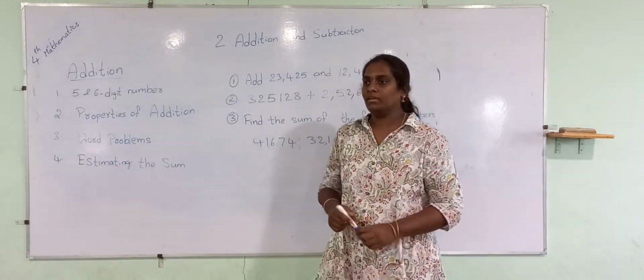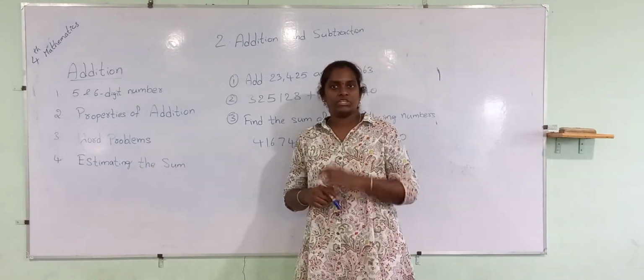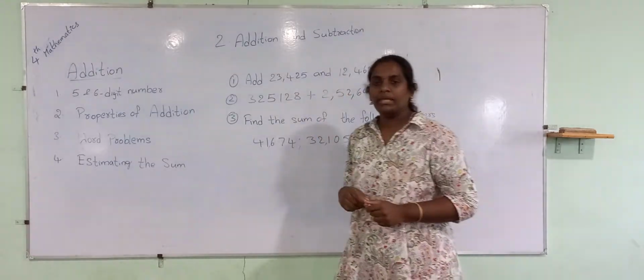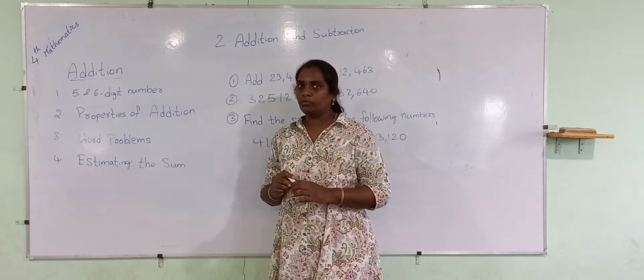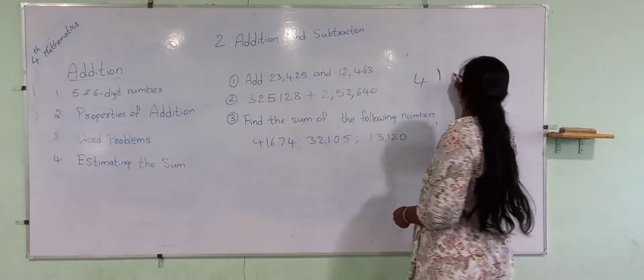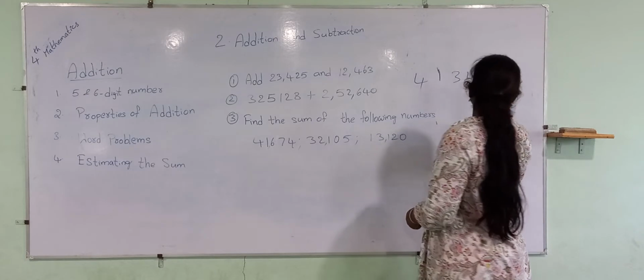Hi viewers, now we'll discuss the second chapter, and the chapter is addition and subtraction. In the previous class you learned up to 4 digits. Yes, up to 4 digits. 4 digits means 3, 4, 5, 6.